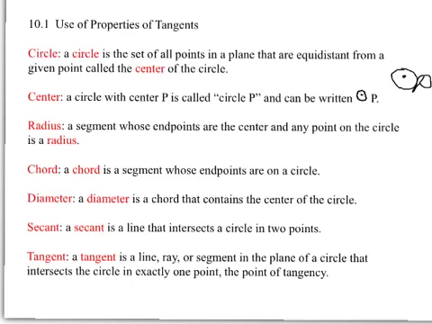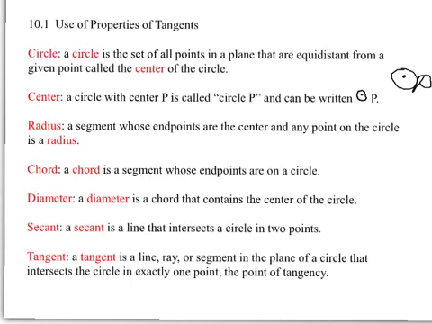A chord is a segment whose endpoints are on a circle. Diameter. Chord that contains the center. Secant, a line that intersects a circle in 2 points. And a tangent, a line, ray, or segment in the plane of a circle that intersects the circle in exactly 1 point, the point of tangency.